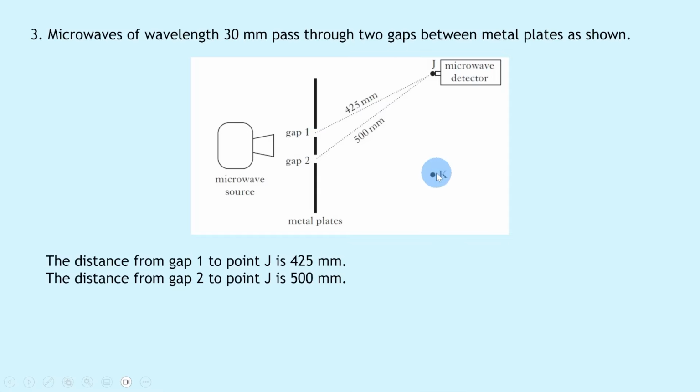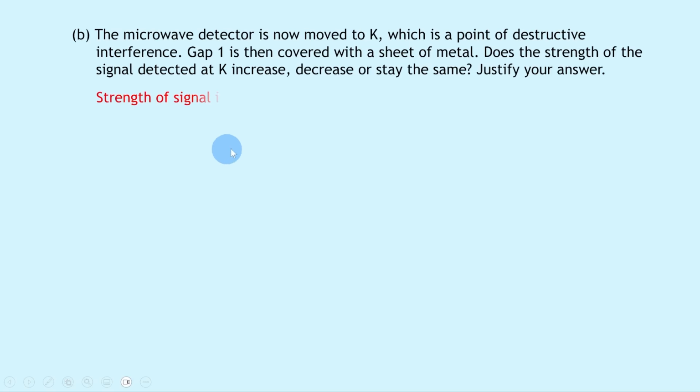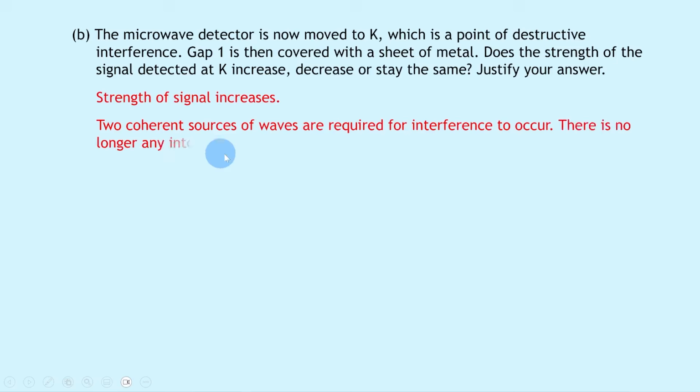Well, because point K is another point of destructive interference, when the two gaps are open, we would be detecting a weaker signal. However, if we cover up gap 1, then there's no longer an interference pattern being produced, and therefore the strength of the microwave signal detected at K should increase, because there's no longer any minima occurring. So we could say the strength of the signal increases, and that's because two coherent sources of waves are required for interference to occur. There's no longer any interference taking place when you cover up one of the gaps.